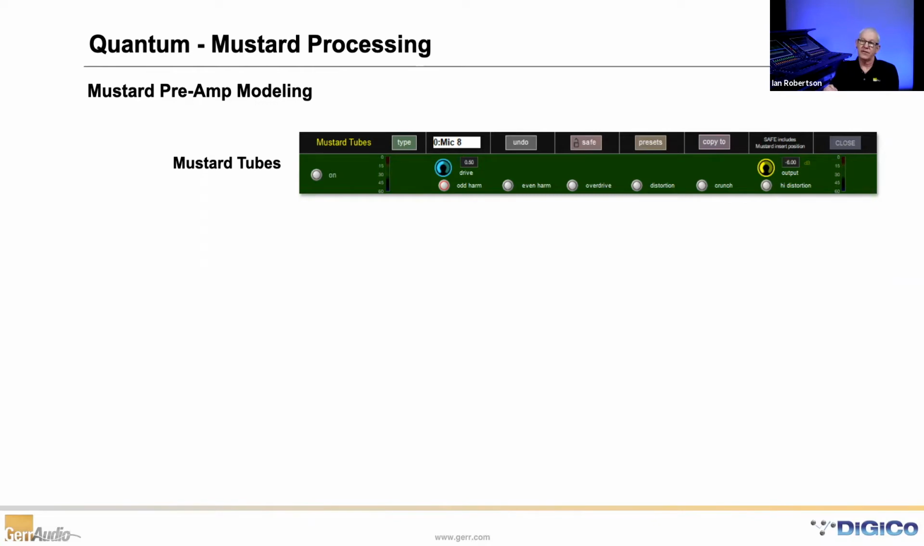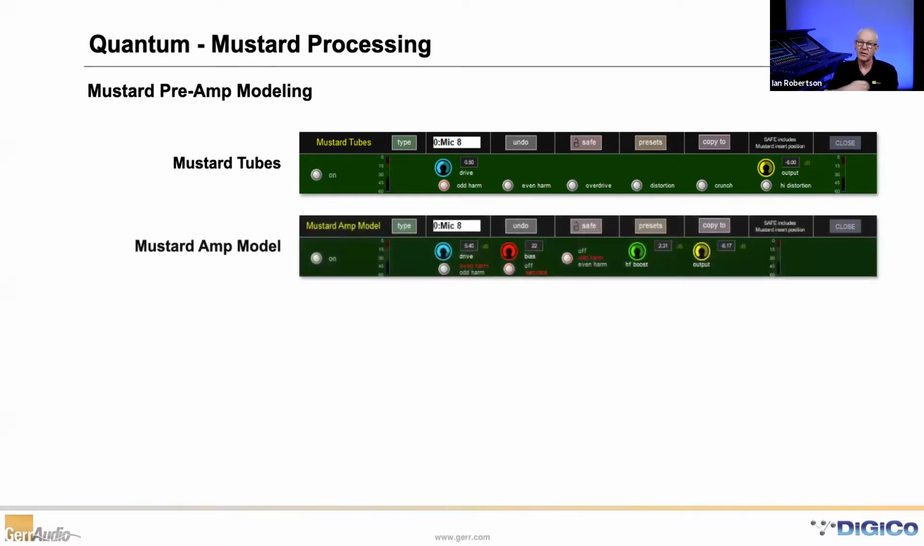you can add amp modeling. So there's two kinds of preamp modeling. There's just a basic tube, and then there's also an amp model. So the amp model gives you a couple of different stages. It basically mimics a guitar amp. So you can change from odd to even harmonics, and you can change the bias and the drive, and there's a little high frequency boost in there that you can get a little more of the upper harmonics out of. So you can dirty things up on a channel if you wish.